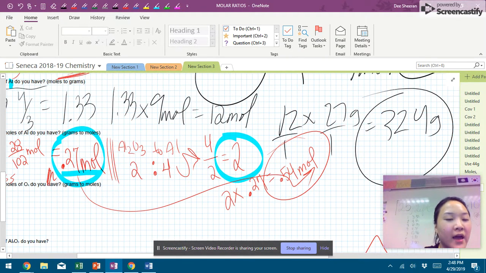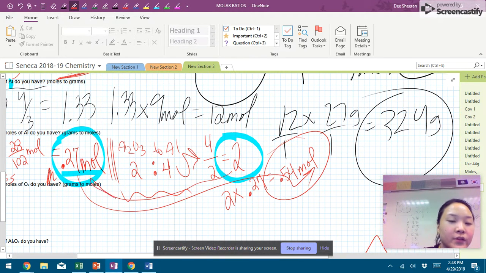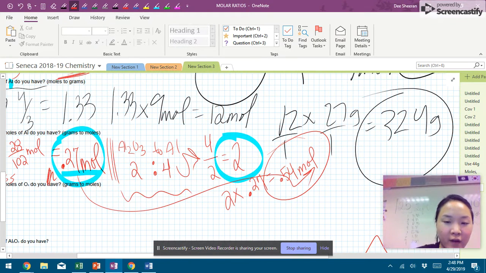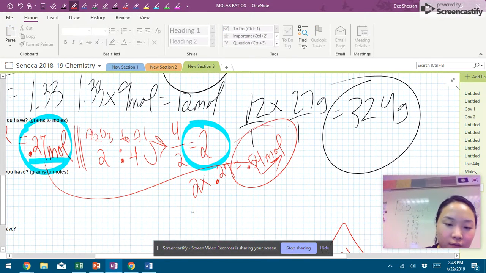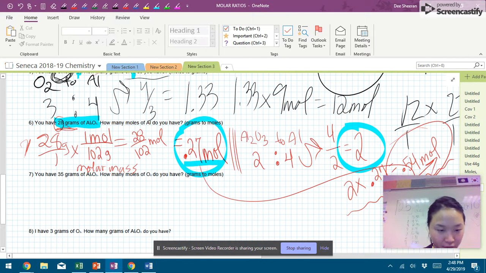Now we skip ahead and we do the ratio. The ratio of Al2O3 to Al is 2 to 4. If I were to put that in a fraction, I would do 4 divided by 2. That gives you 2. And then I did 2 multiplied by 0.27, and that's going to give you the value of 0.54 moles. 2 times 0.27 equals 0.54 moles, and that would be your final answer. That's all I have for this video. We went from grams to moles in this video.